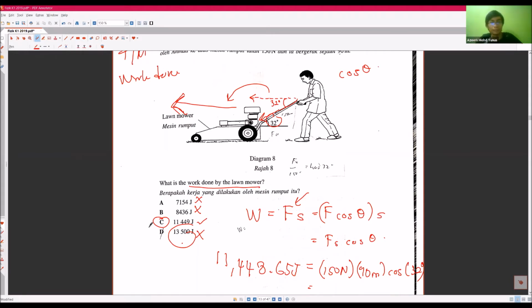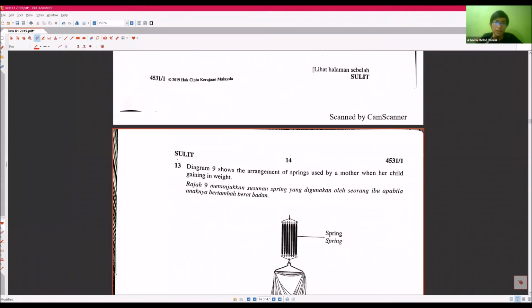Okay, so let's move on to number 13. This is force and motion, elasticity.